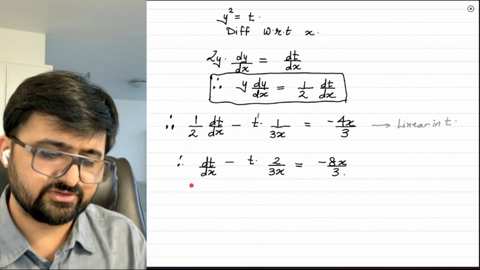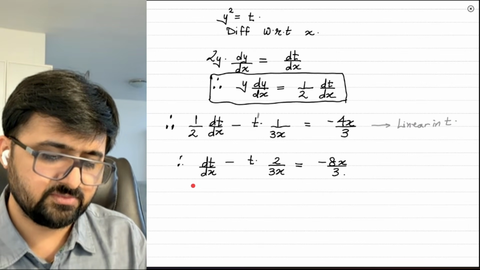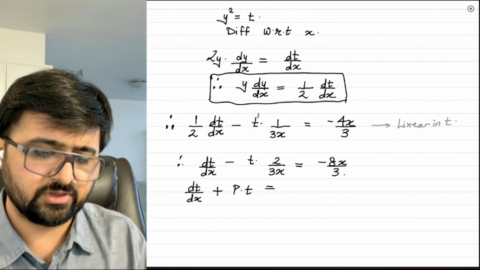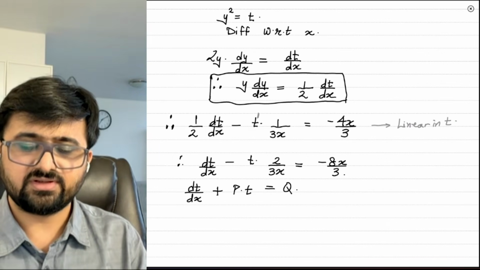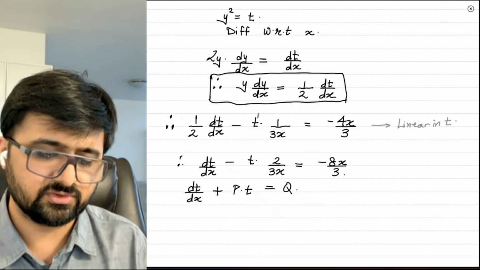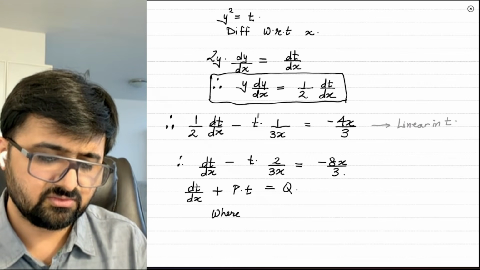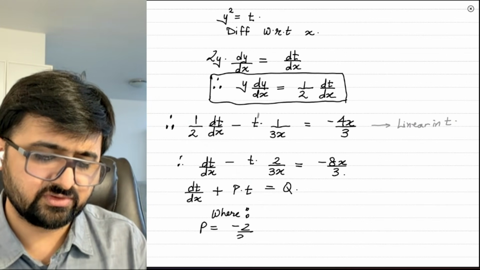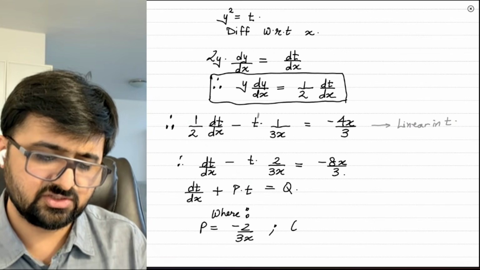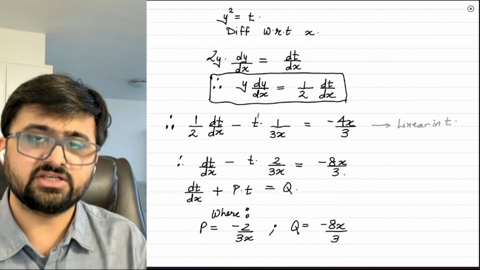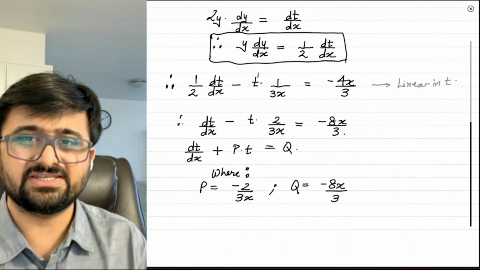Now this is of the form dt by dx plus pt is equal to q. This is just like dy by dx plus py is equal to q, where p is equal to minus 2 over 3x and q is equal to minus 8x over 3. Now we can just solve it like we did for linear.